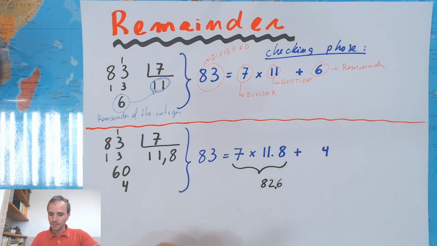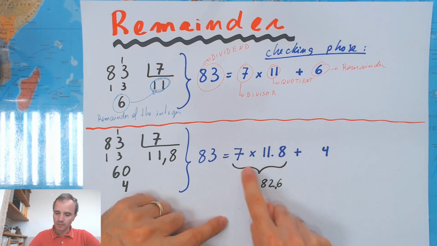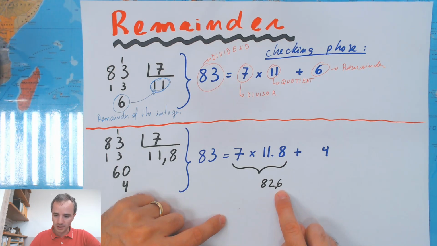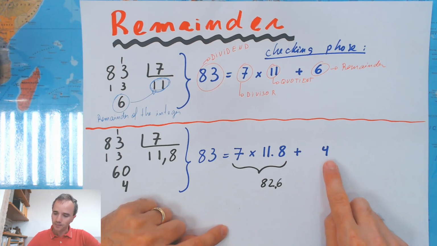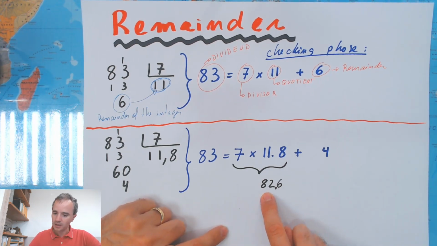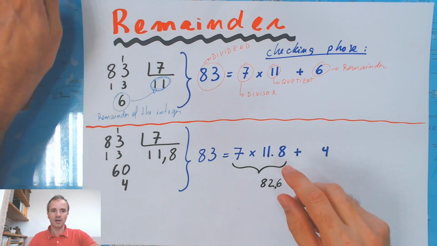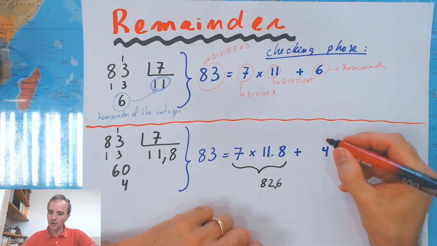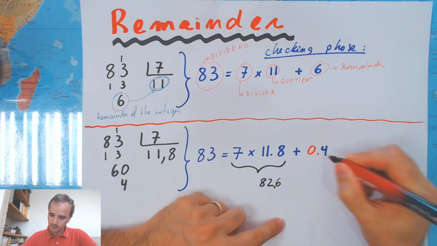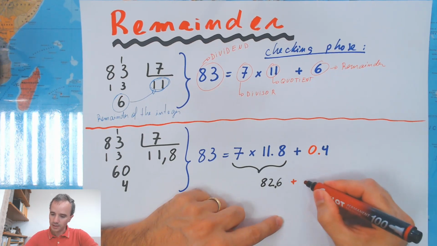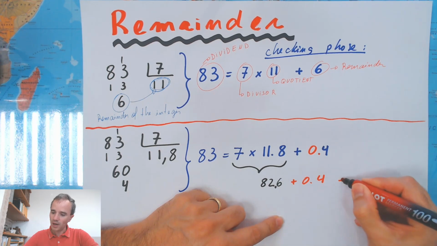You see, this part alone is 82.6. How can I add 4 over that to get 83? It's impossible. This is not a 4. This is a 0.4. Plus 0.4, now I can get 83.